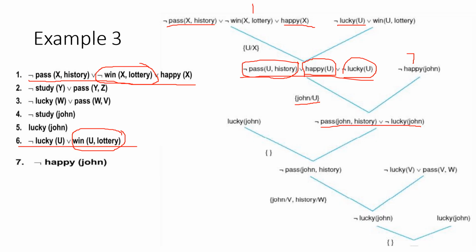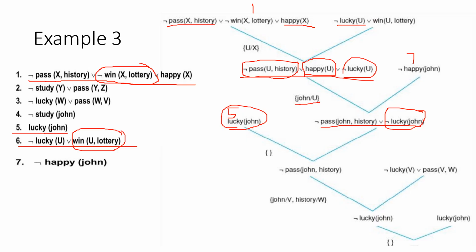Again we check if there are any complementary clauses. Here we have lucky John, which is the fifth clause. Comparing with the fifth one, not lucky John and lucky John are complementary clauses. So the remaining part is not pass John comma history.